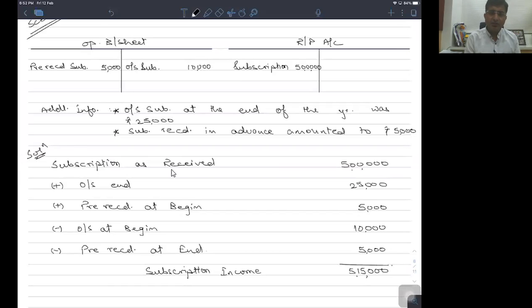Then that is just a concept. It violates the concept of conservatism. That's why we have not discussed it.